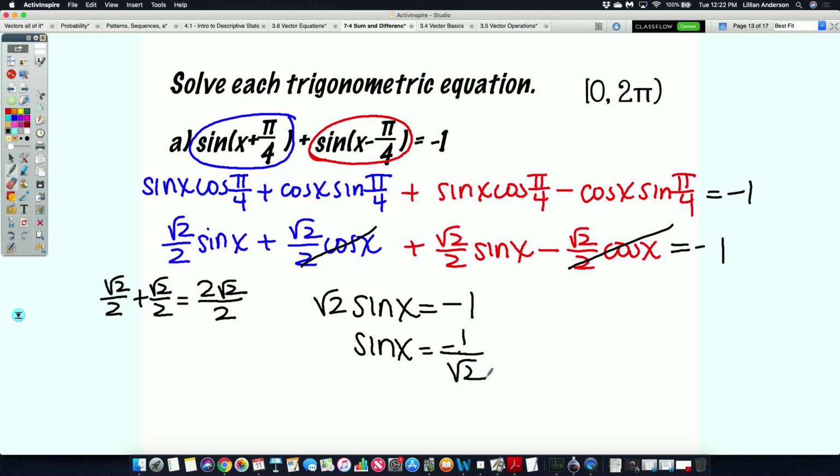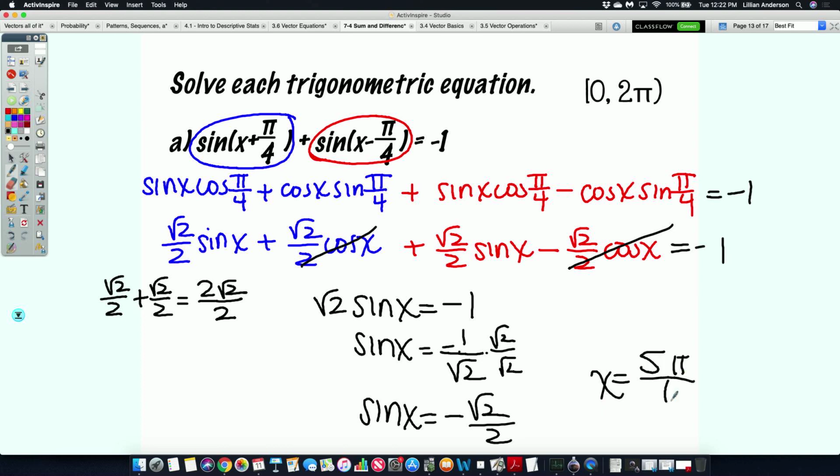Then I would need to what? Take it out of the bottom. Rationalize. So it's really sine x is equal to negative square root of 2 over 2. And since I'm looking from 0 to 2 pi, where is that? In the third quadrant. Third quadrant, 5 pi over 4. And the fourth quadrant, 7 pi over 4.